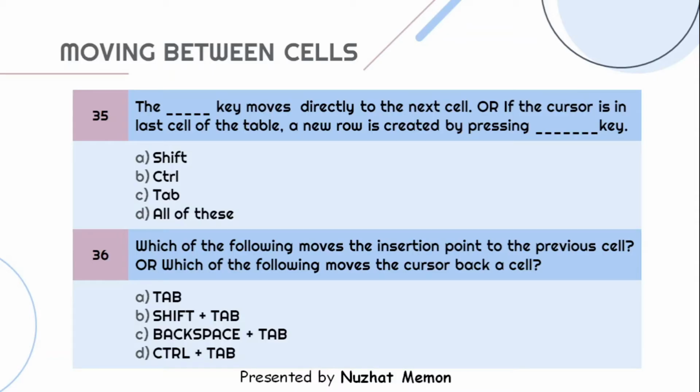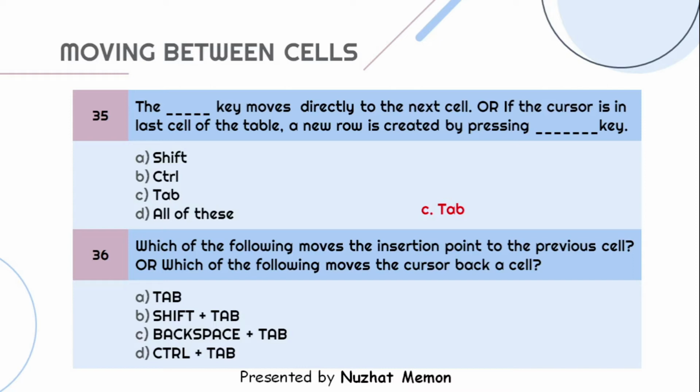Next thing is 35. The dash key moves directly to the next cell, or if the cursor is in the last cell of the table, a new row is created by pressing dash key. So correct option is tab key. As I told you, tab key generates a new row also if it is in the last cell of the table. 36. Which of the following moves the insertion point to the previous cell?